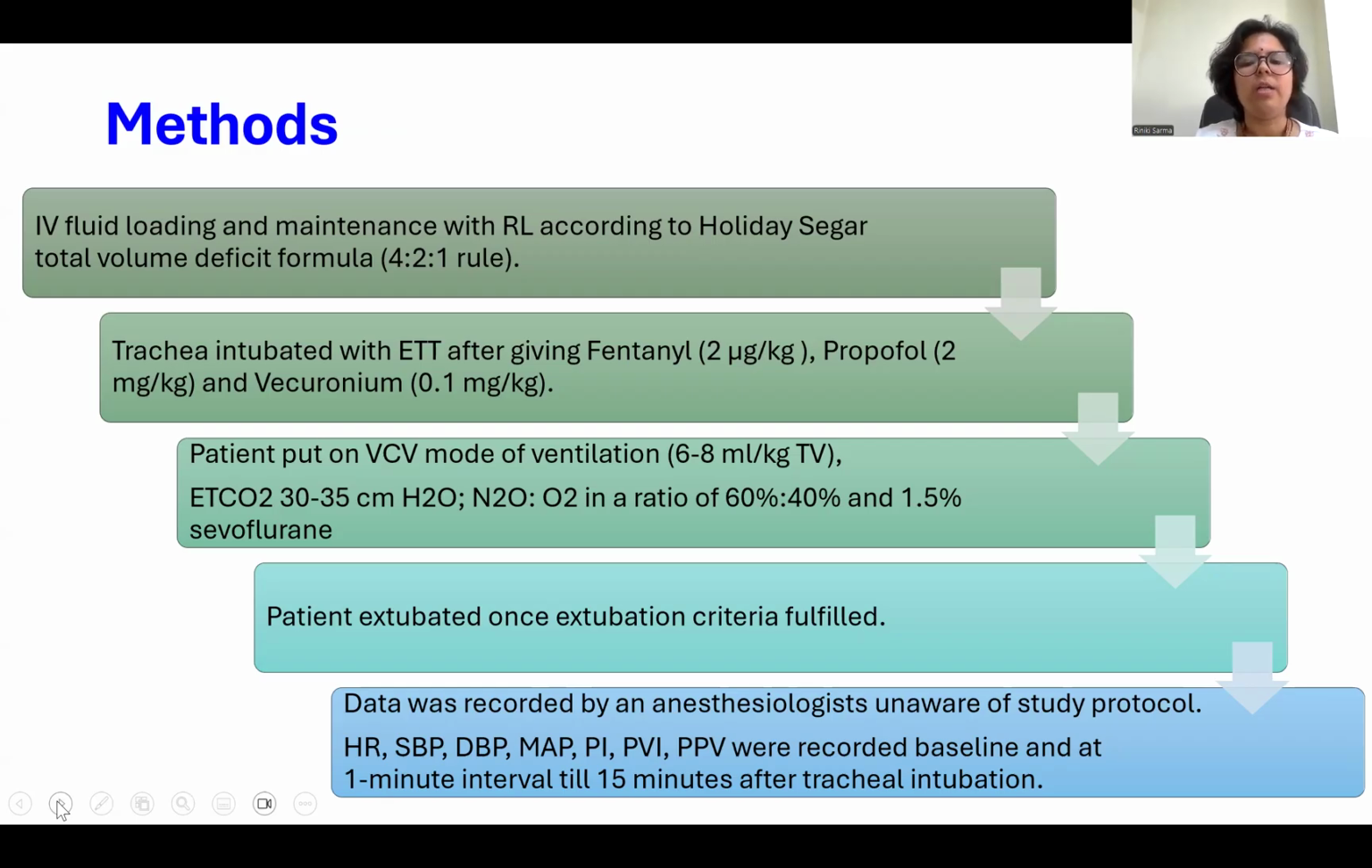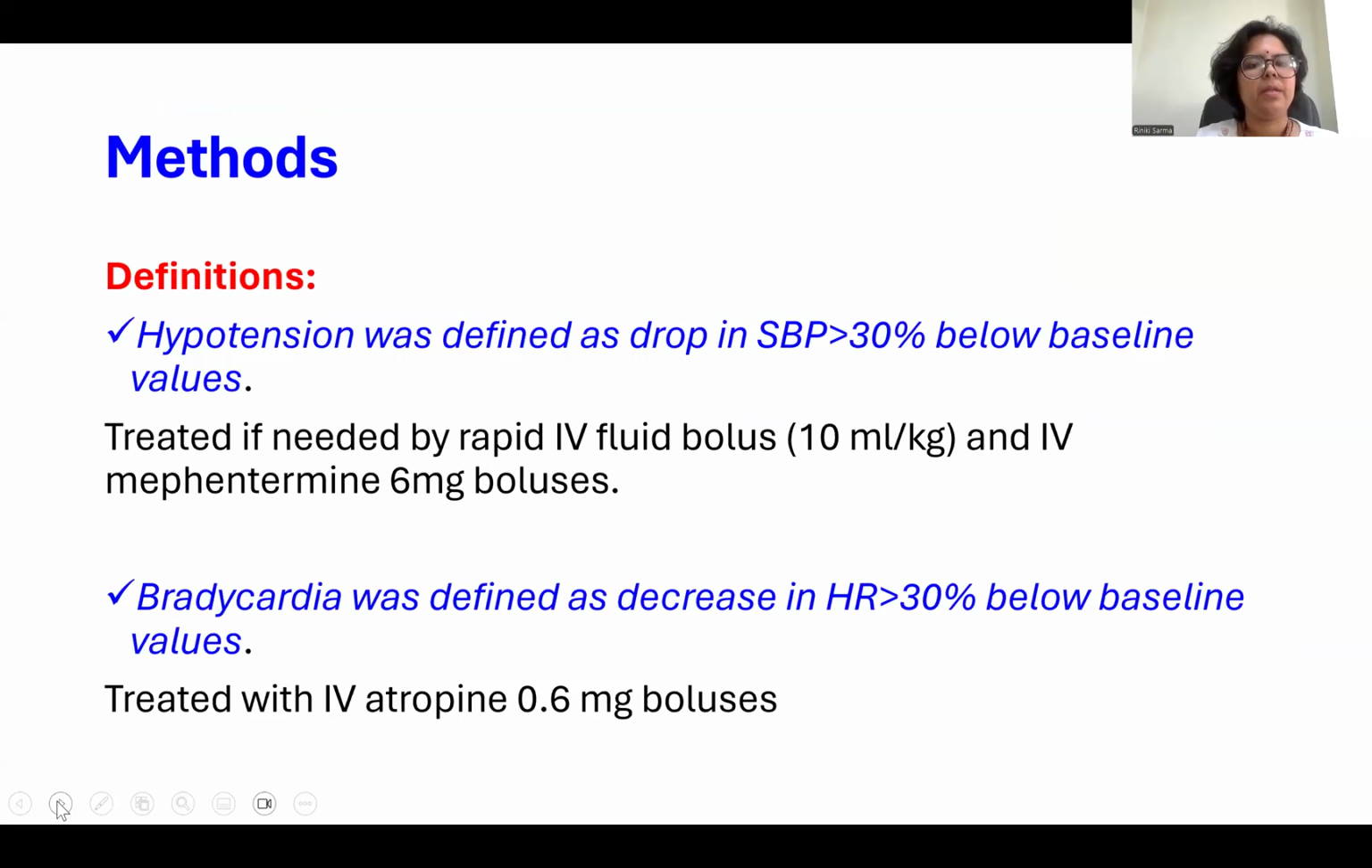The data was recorded by an anesthesiologist who was unaware of the study protocol. Heart rate, systolic BP, diastolic BP, mean arterial pressure, perfusion index, pleth variability index, and pulse pressure variability were recorded at baseline and at 1 minute intervals till 15 minutes after tracheal intubation for the purpose of the study. Otherwise, all these data were recorded during the entire intraoperative period.